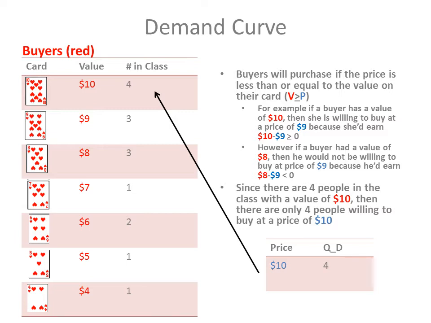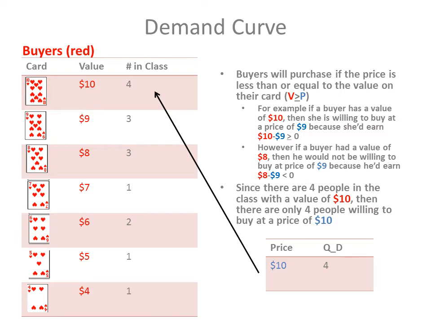And this table here on the left-hand side tells you which card they had. So if you had a 10 of hearts, for instance, then that would mean that a buyer has a value of $10 for the item. And there were 4 people in the class who had this type of card. And in the second row, there were 3 people who had a $9 value.